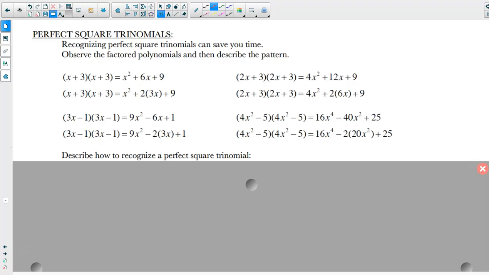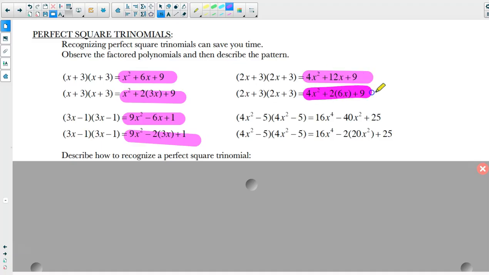What I want you to realize, though, is that when you come across standard form that looks like this, we factor them very quickly because there's a pattern that's going on. We're going to dive in on the first one and just see what that pattern becomes.